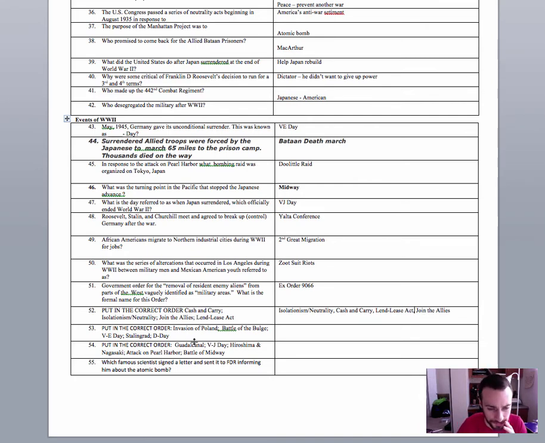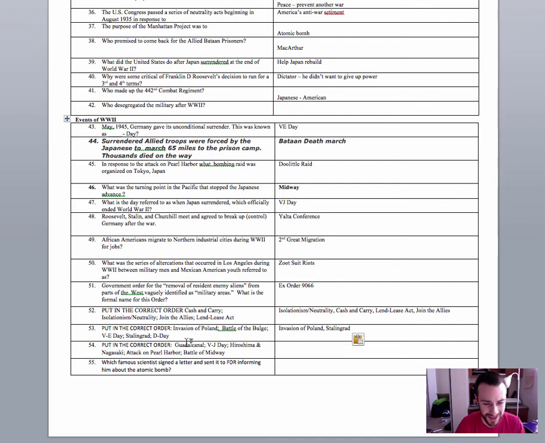Next one, let's see here. So invasion of Poland, Battle of the Bulge, VE Day, Stalingrad, and then D-Day. Well, World War II has to start, and it's going to officially start with the invasion of Poland. So that's going to be first. And then after the invasion of Poland, we're going to see Stalingrad. That's in 1941. So that's going to happen after the invasion of Poland, which was in 1939.